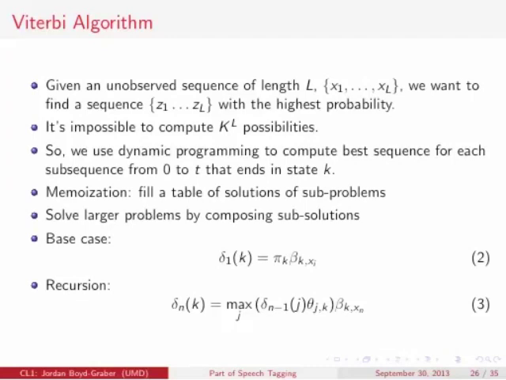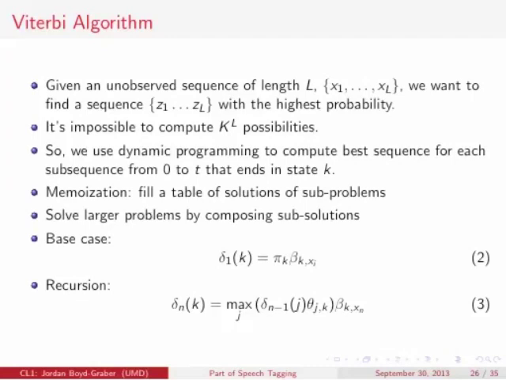So you can find the solution very easily to small chunks of your problem. In this case, what is the best probability that we can get given that we have a sequence that ends in part of speech K at time 1? We've observed one word, the first word. What is the highest probability sequence of part of speech tags that gets us to that point?